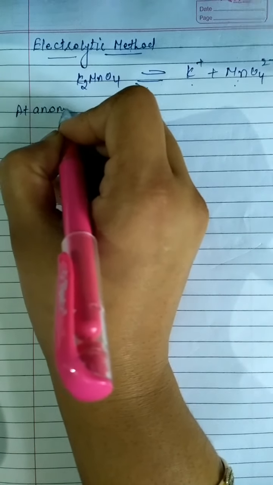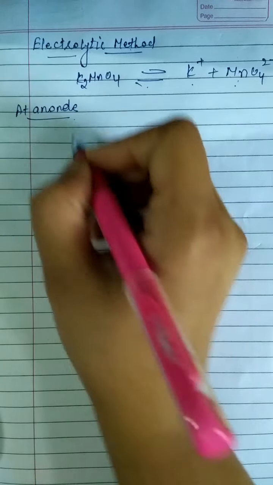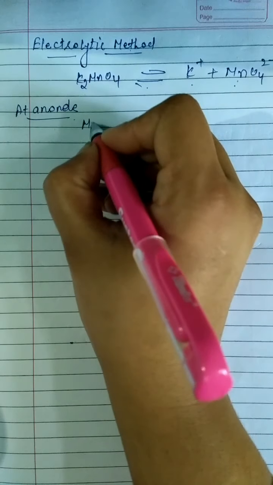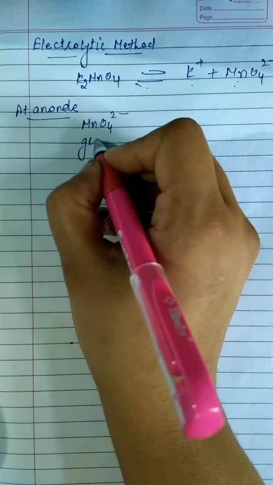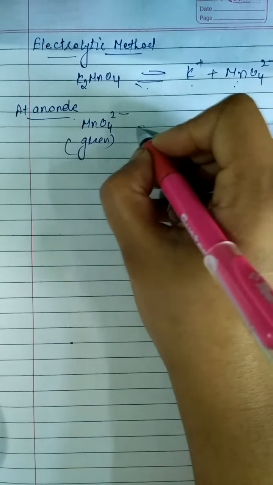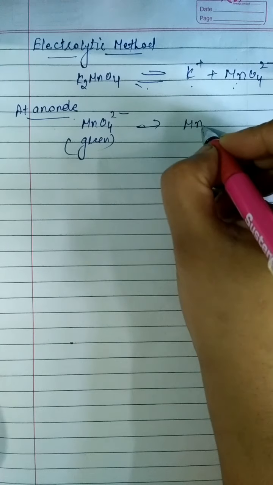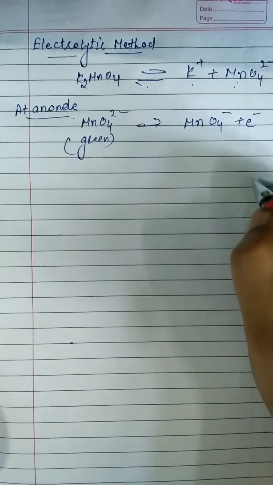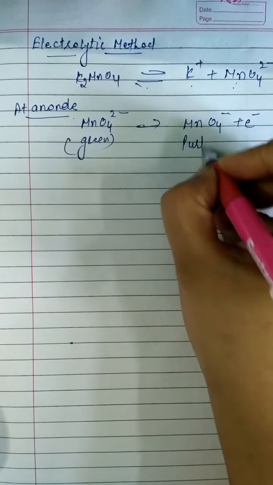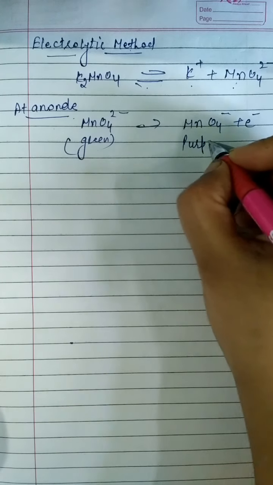And next, there are two reactions that take place. Firstly, at the anode, MnO4 2-, which is green in color, is converted into MnO4 -, and one electron is eliminated. The color of this is purple.